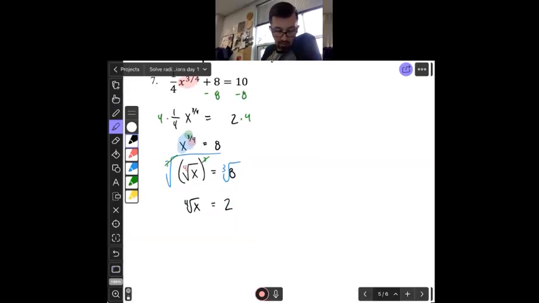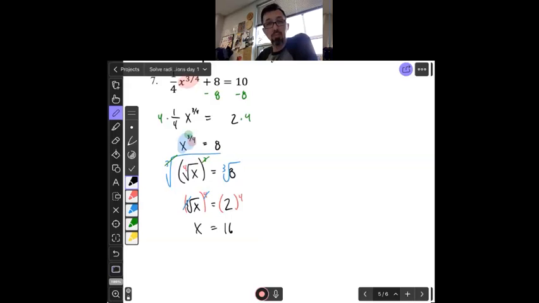And how do I get rid of a 4th root? I raise both sides to the 4th power. Cancels here and there, so I'm left with x. 2 times 2 times 2 times 2 is 16.